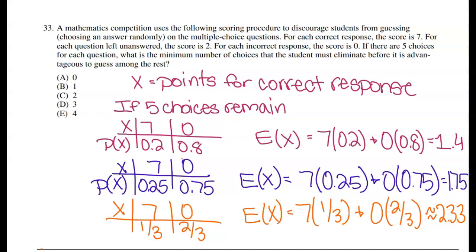So the question says, what is the minimum number of choices that the student must eliminate before it benefits them, right? So if they eliminate 0, it doesn't benefit them to guess. If they eliminated 1, it didn't benefit them to guess. But when we eliminated 2 choices, then it actually benefited them. So our answer is going to be C.